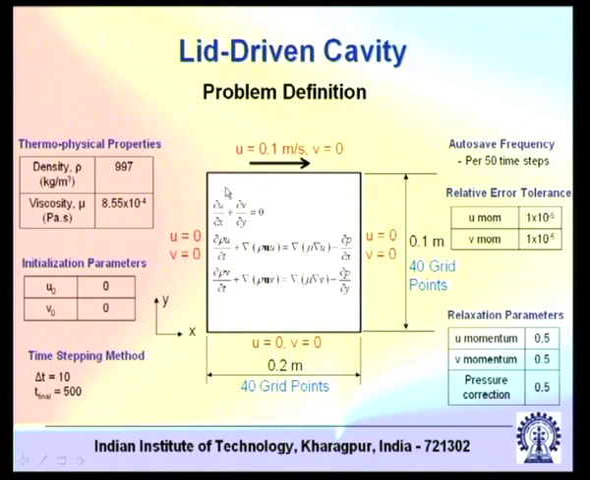Now, let us look into this problem definition. You have the top boundary being pulled towards the right with a velocity of 0.1 meter per second. The left and the right walls are subjected to zero velocity, so no slip, no penetration boundary condition, and the bottom wall is also subjected to no slip, no penetration boundary condition.